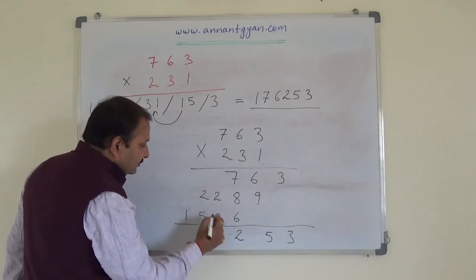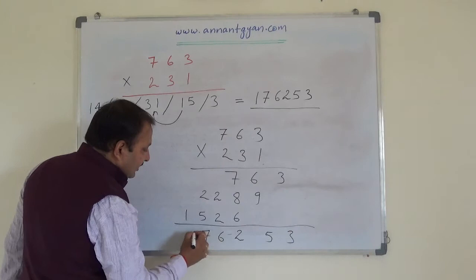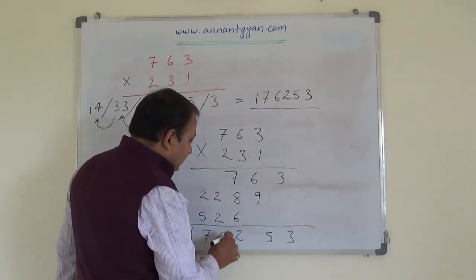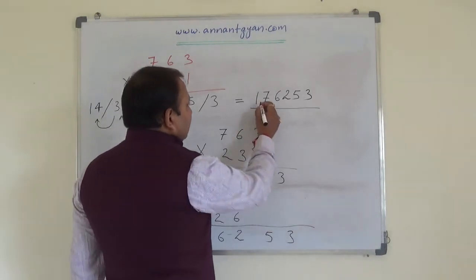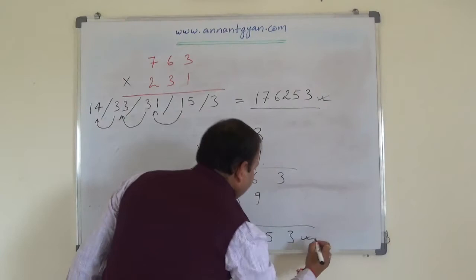2 plus 2 plus 2, that is 6. And 5 plus 2 is 7. And this 1. I think this is 176253, it is 176253. Both answers are same.